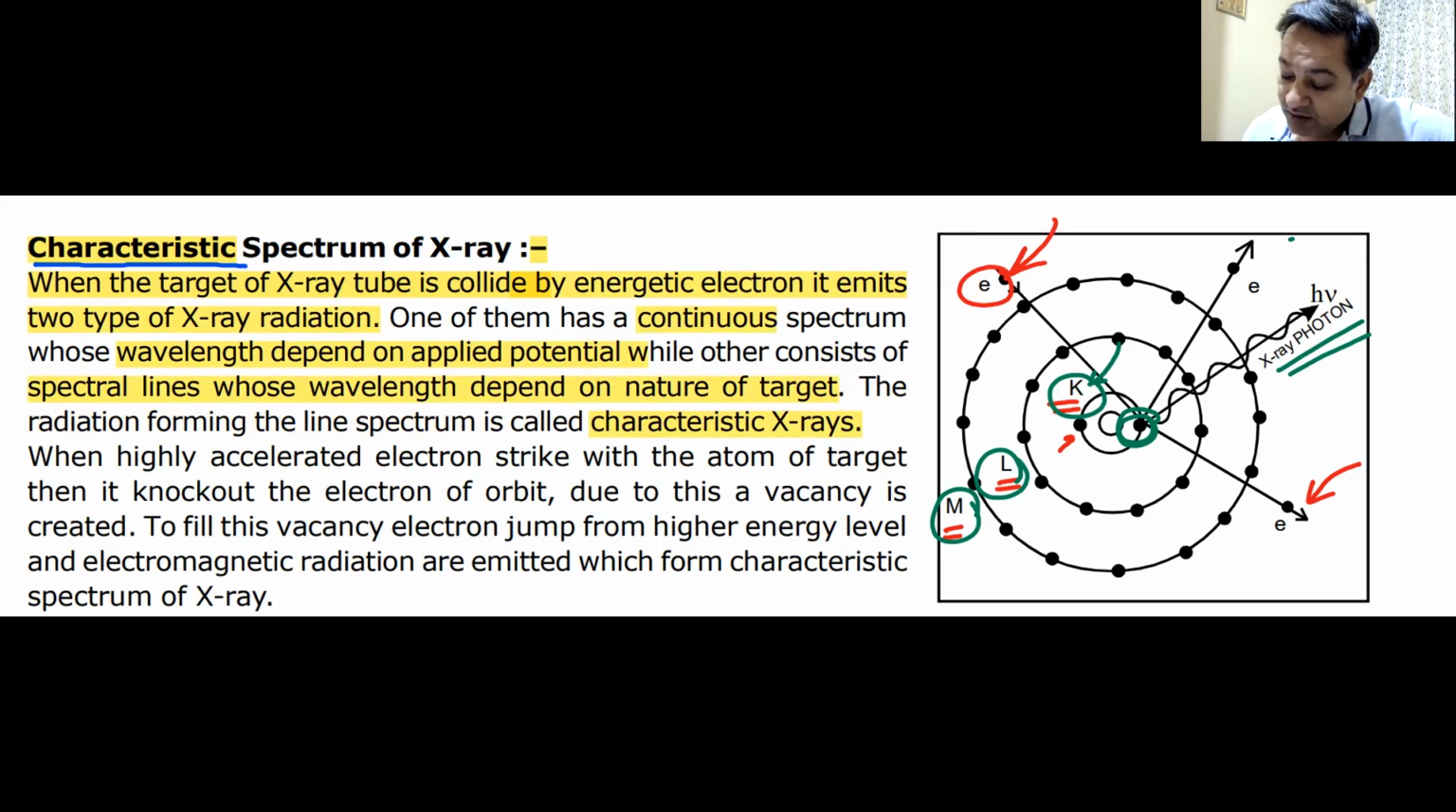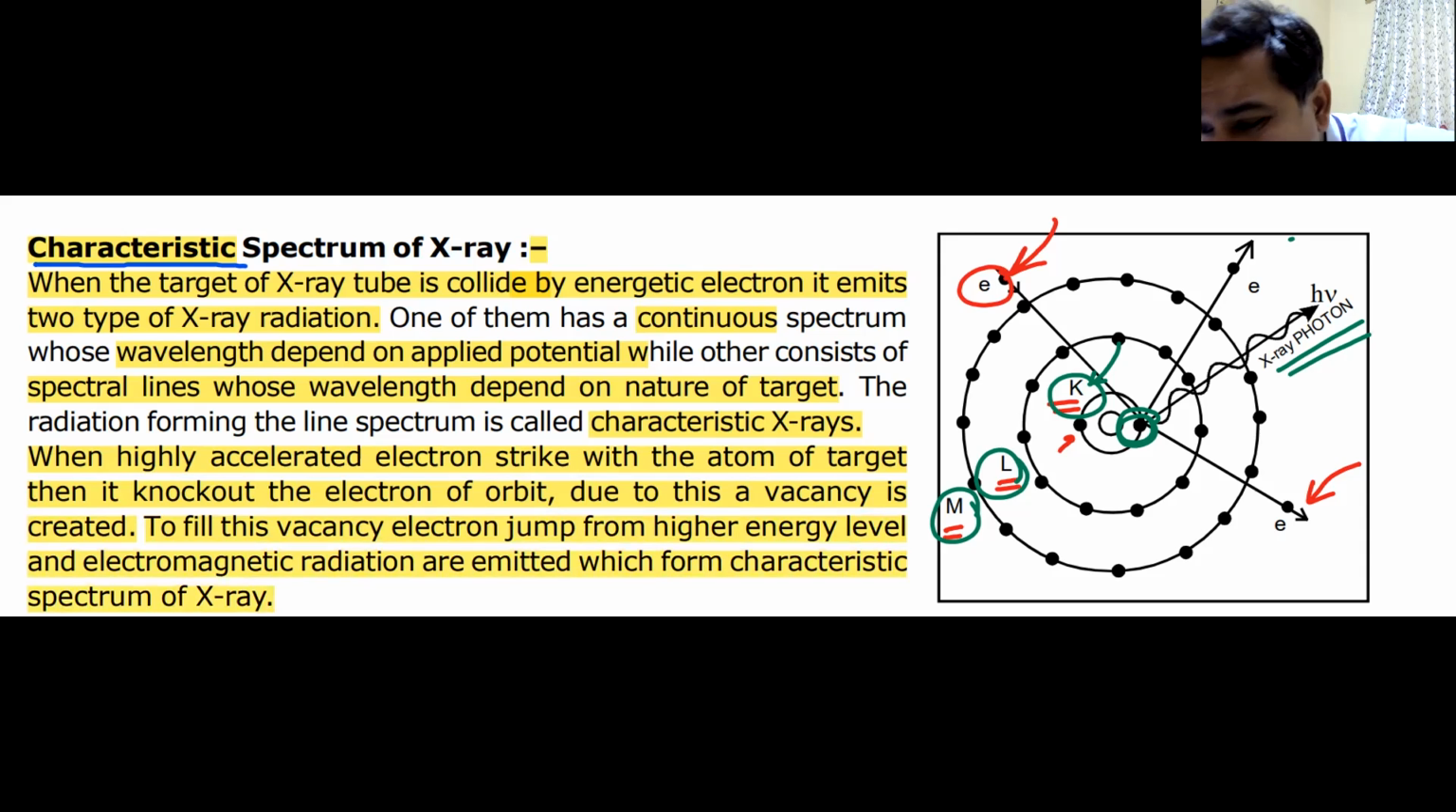When highly accelerated electrons strike the atom of the target, it knocks out an electron from the orbit. Due to this, a vacancy is created. To fill this vacancy, electrons jump from a higher energy level, and electromagnetic radiations are emitted. This is known as characteristic X-rays. Do we understand this? Yes, sir.